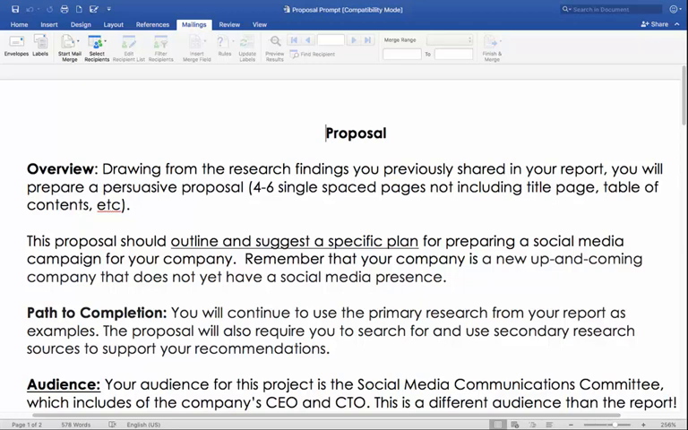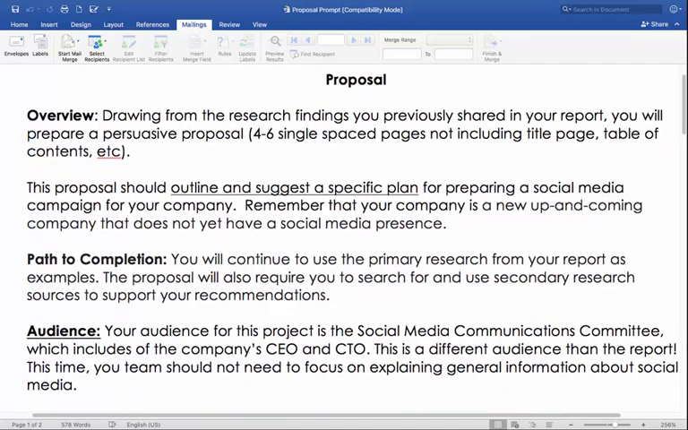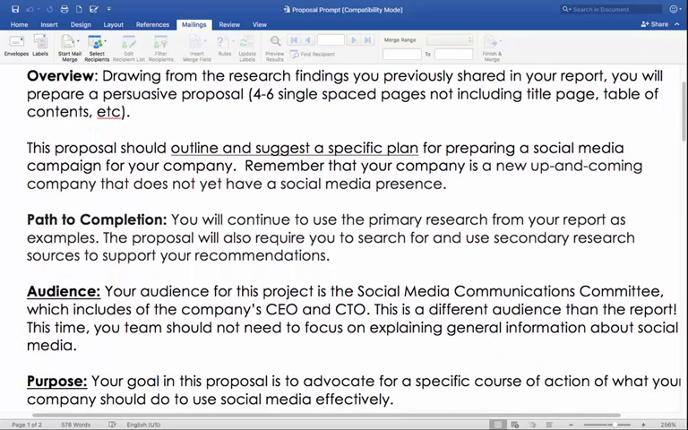So overall, the proposal is persuasive. It's building on what you shared in your report, and it should be 4 to 6 single-spaced pages. That doesn't include a title page or a table of contents, should you choose to include that. You do want to have a title page, but a table of contents is optional.